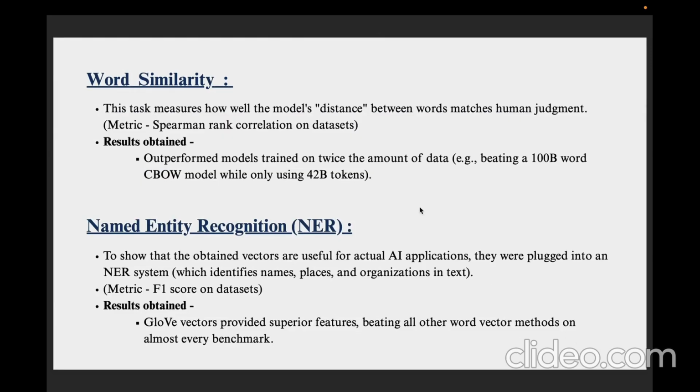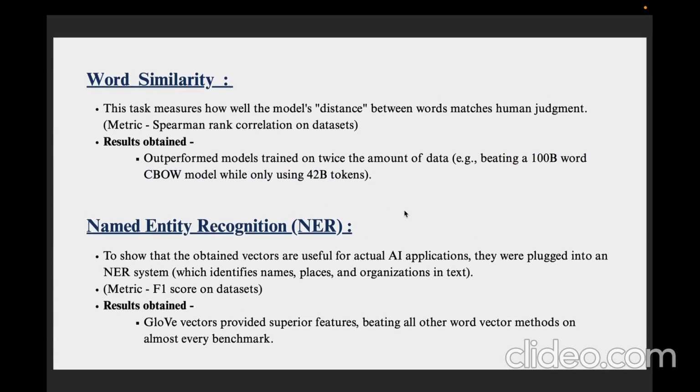Word similarity. This was also a task which shows how the model's distance between words matches human judgment. Similar words, as we already know, should have closer looking vectors. The metric used for this was Spearman rank correlation on various datasets. The result obtained was that it outperformed models trained on twice the amount of data. It beat a 100 billion word CBOW model using only 42 billion tokens.